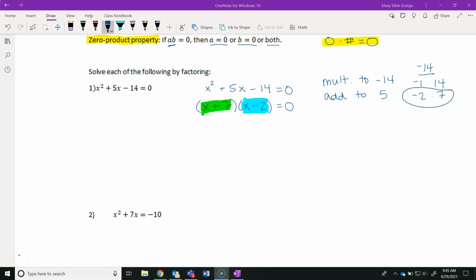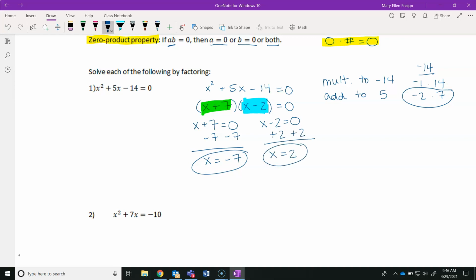So knowing that one of those has to be 0, we're going to set the first one equal to 0 and the second one equal to 0. So this is saying either x plus 7 has to be the one that equals 0, or x minus 2 has to be the one that equals 0. If x plus 7 were the one that equaled 0, then x would be negative 7. If x minus 2 was 0, then x equals 2. So those are my two answers.